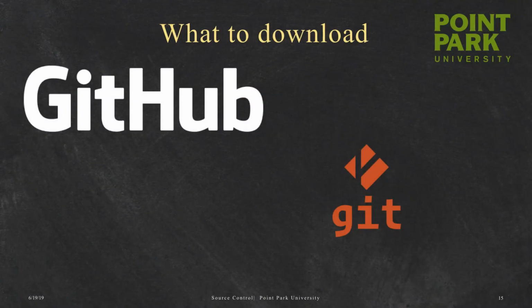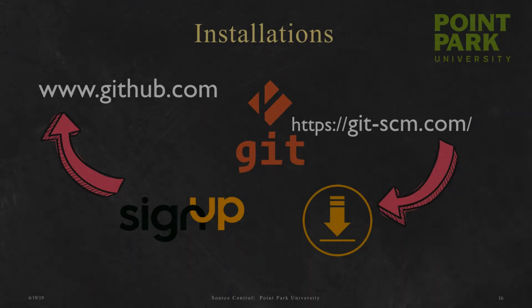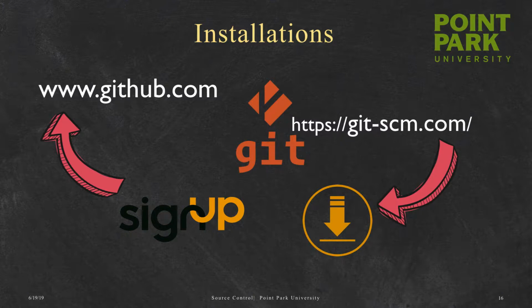So what we need is GitHub and Git. In this case right here, if you haven't already, you need to go out to git-scm.com and download Git, and then also go out to github.com and download that information as well. That's very important. And we'll walk you through the lab on how to do that as well.